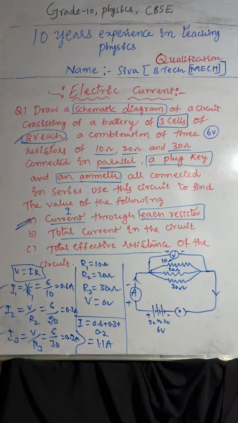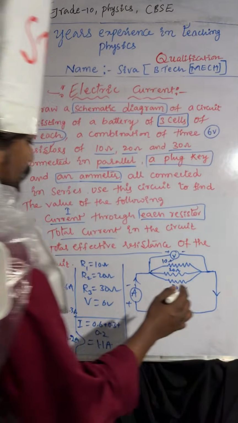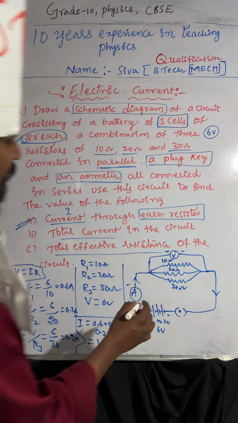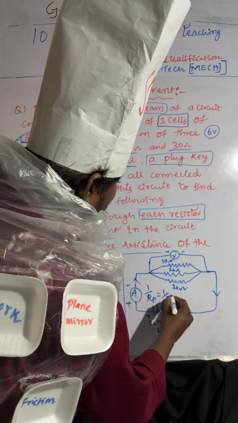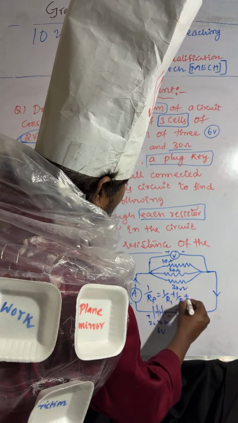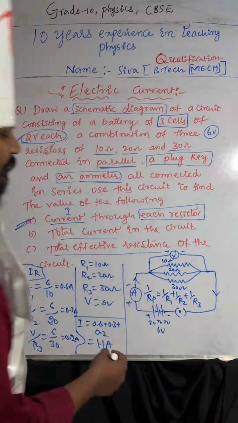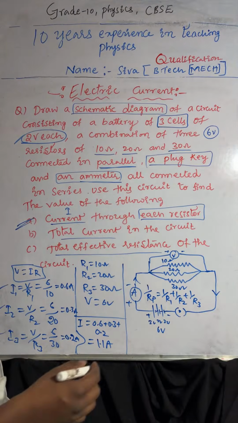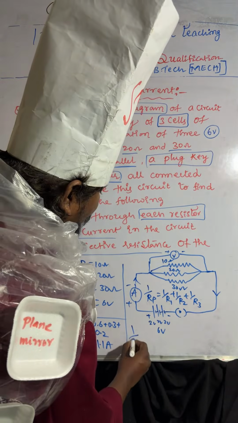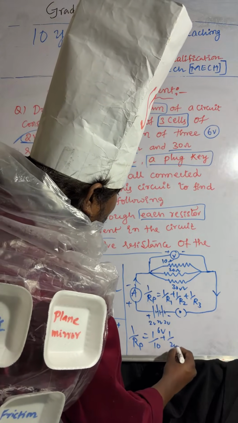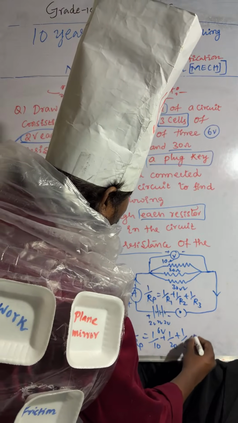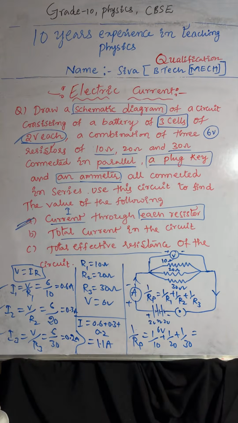1 by R1 plus 1 by R2 plus 1 by R3. Here you can see the formula of resistance in parallel combination: 1 by Rp equal to 1 by R1 plus 1 by R2 plus 1 by R3. So 1 by Rp equal to 1 by 10 plus 1 by 20 plus 1 by 30. Understood or not? Total 60.